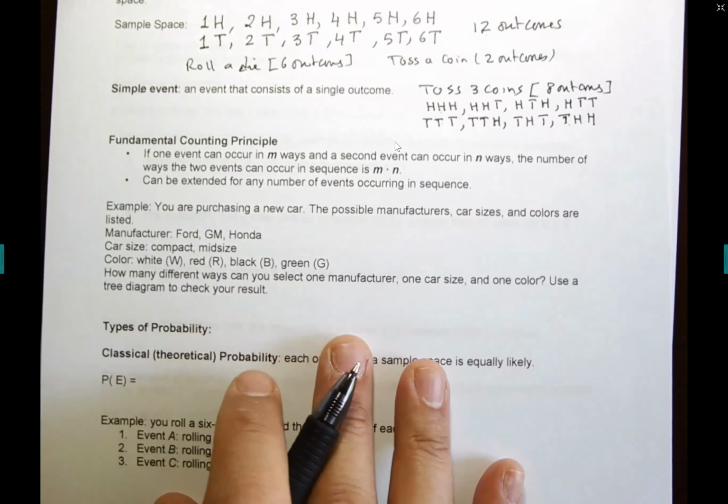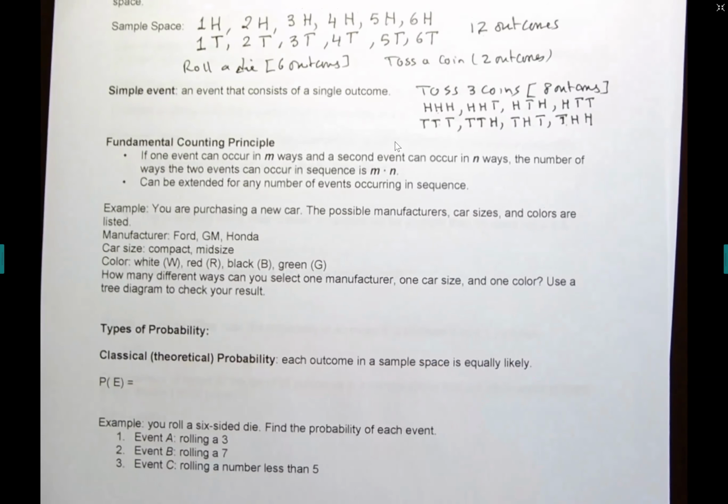And let's do this example together in here. You are purchasing a new car. The possible manufacturers, car sizes, and colors are listed. So you could get a Ford, GM, or Honda. Your car size could be compact or mid-size. Your color could be white, red, black, and green. How many different choices do you have, guys? Can you tell me how many choices you possibly have here?